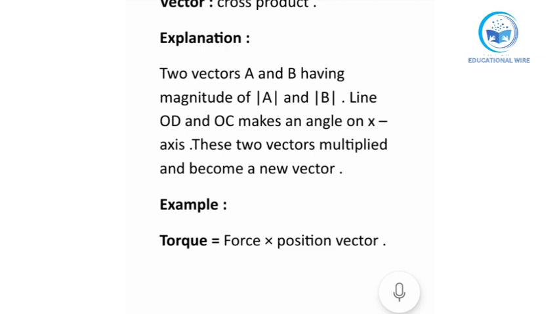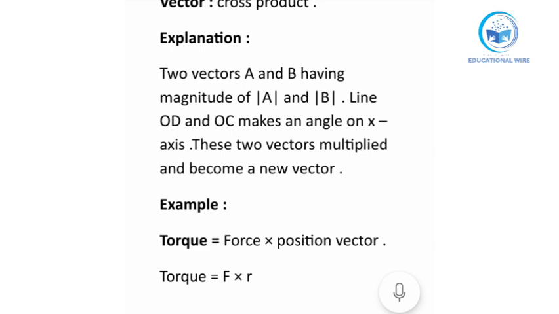We don't have a sign of torque, so we will write it here. Torque is equal to F into R. This is one example, the best example of vector product, where two vectors are multiplied and give us a new vector, that is torque, which is called cross product.